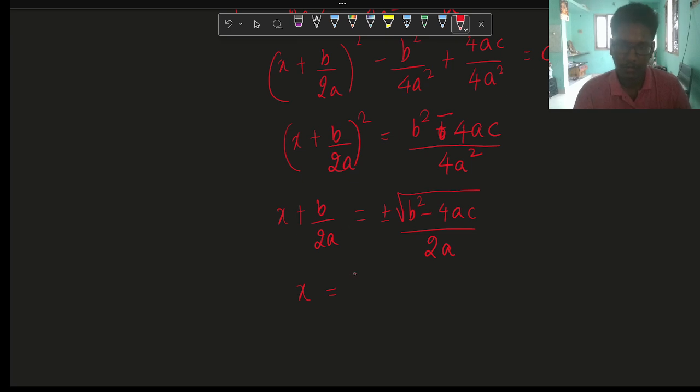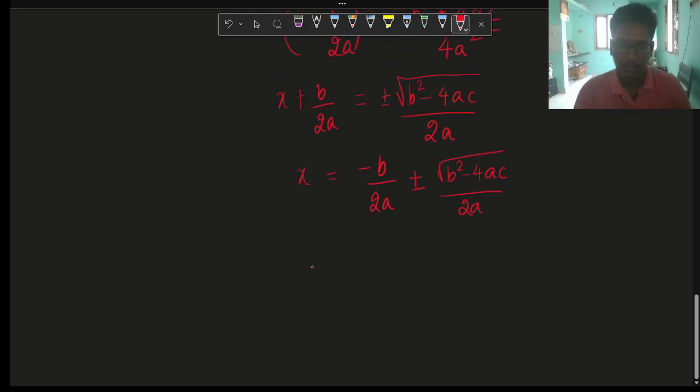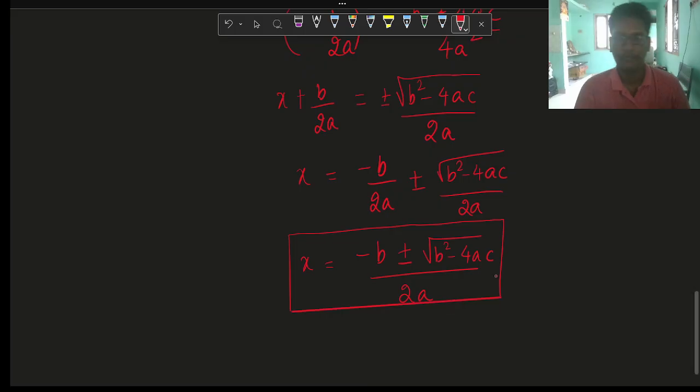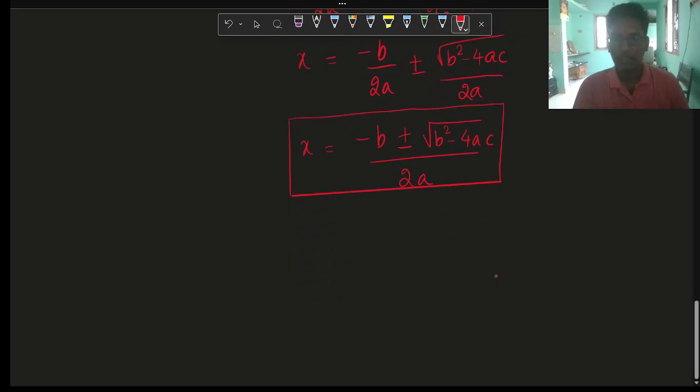So x is equal to −b/2a plus or minus root over b² − 4ac divided by 2a. So the x value is equal to (−b ± √(b² − 4ac))/2a. This is the solution for finding the value of x. So yes, x is equal to (−b ± √(b² − 4ac))/2a.